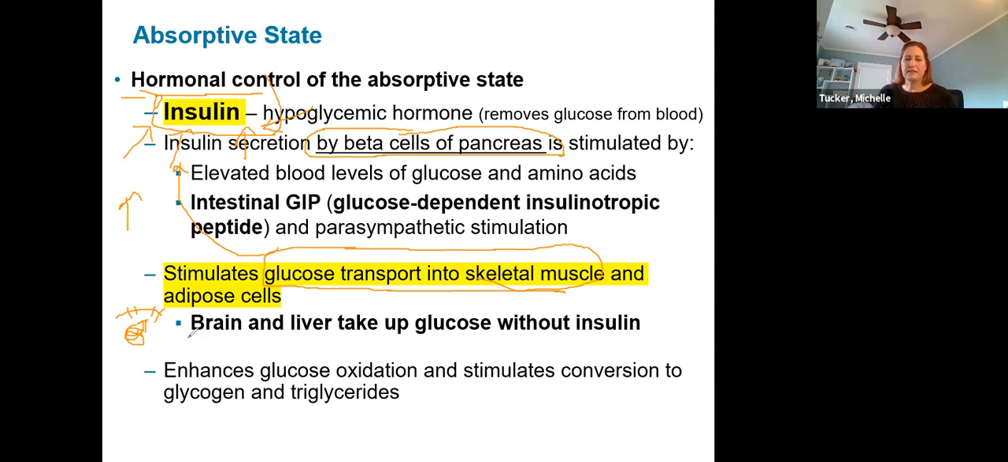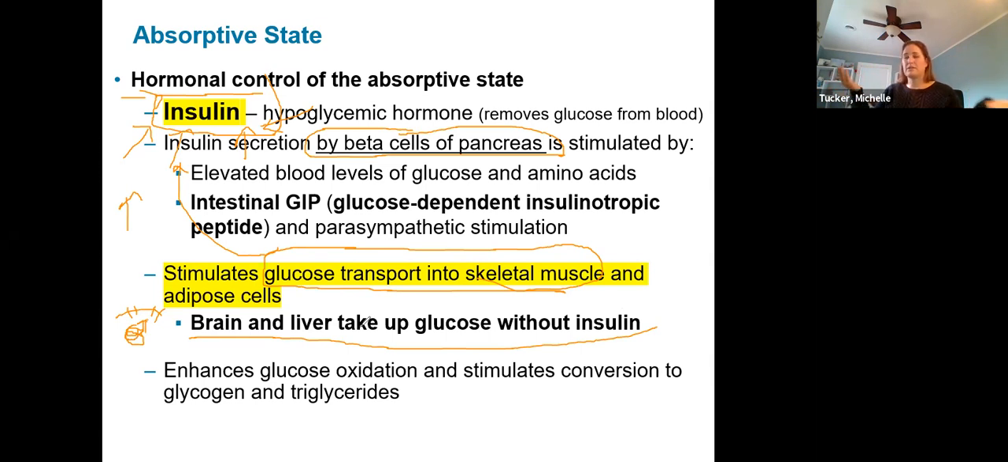The brain and liver contain GLUT1, which is always in the membrane. So there's no taking it from intracellular and putting it on the plasma membrane. The brain and liver always have glucose transporters in their plasma membrane, so they will always be taking up glucose: the brain, because that's what it uses, and the liver to store it as glycogen. The liver also has glucose sensors that balance glycogenolysis and glycogenesis.